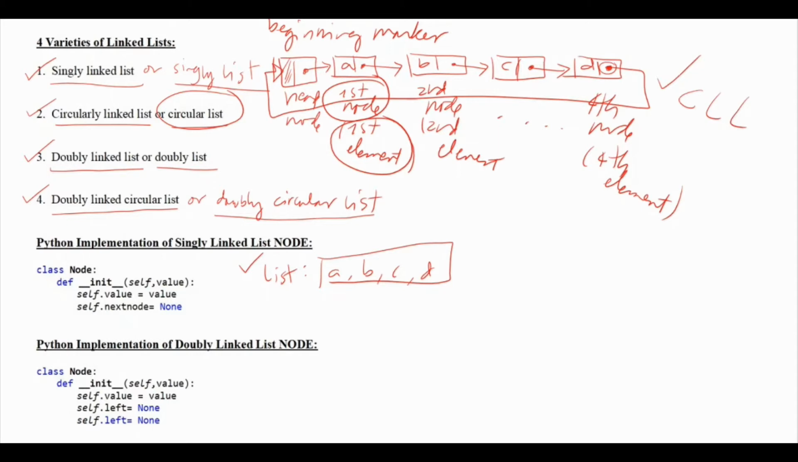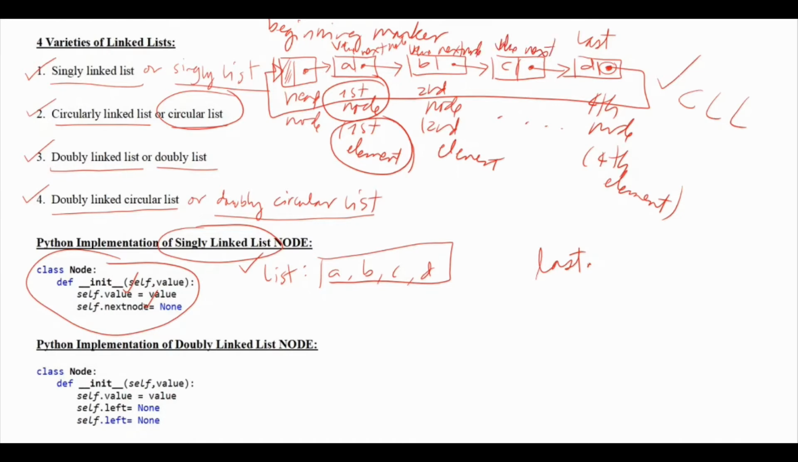How do you know that a linked list is a circularly linked list or a circular list? Say for example, we call this last. This is our Python class implementation for a singly linked list node. We call the first part here value, the field value, and the second field is next node. So this is value, this is next node. This is value, and this is next node. And this one is value.